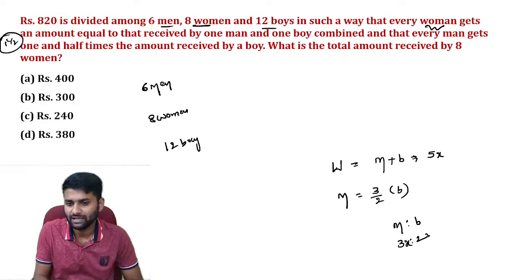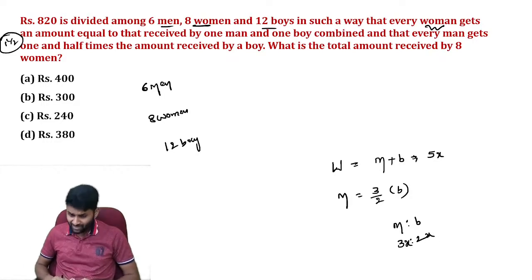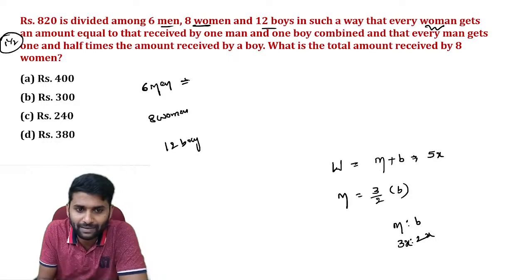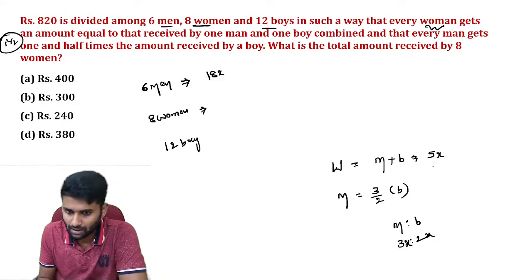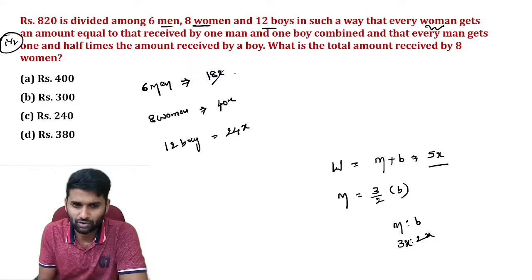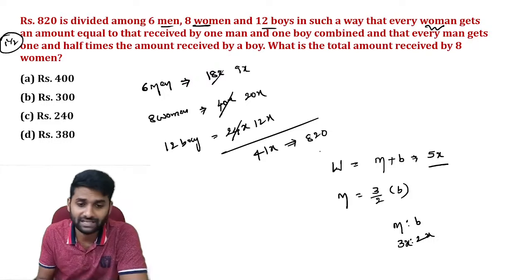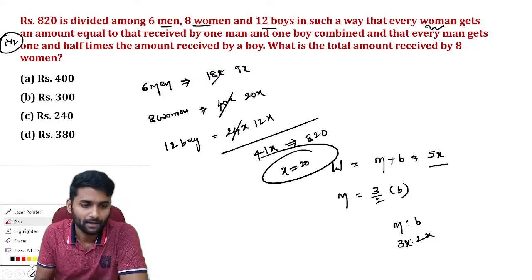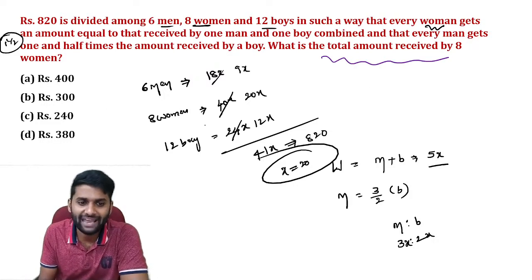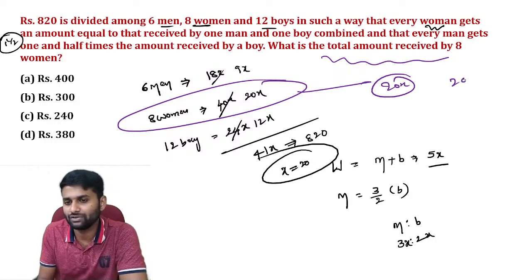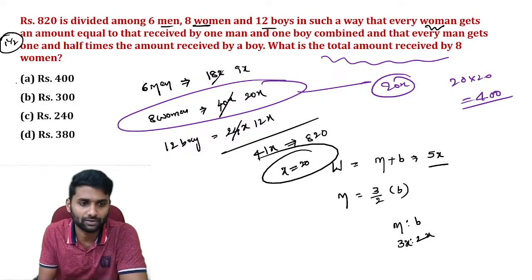Let us take the unknown quantity. Each man gets 3x, each woman gets 5x, each boy gets 2x. Now we have 6 men, so 6 into 3x is 18x. For the 8 women, 5x each, the total value is 40x. For 12 boys, 12 twos are 24x. Cancelling, it is 9x, 20x and 12x. If you sum them, the total value is equal to 41x. And we are going to distribute 820 rupees, right? Then 41x is equal to 820, so x is equal to 20. What is the total amount received by 8 women? 8 women receive 20x. Here the x value is 20. Then 20 into 20 is equal to 400. That's it.